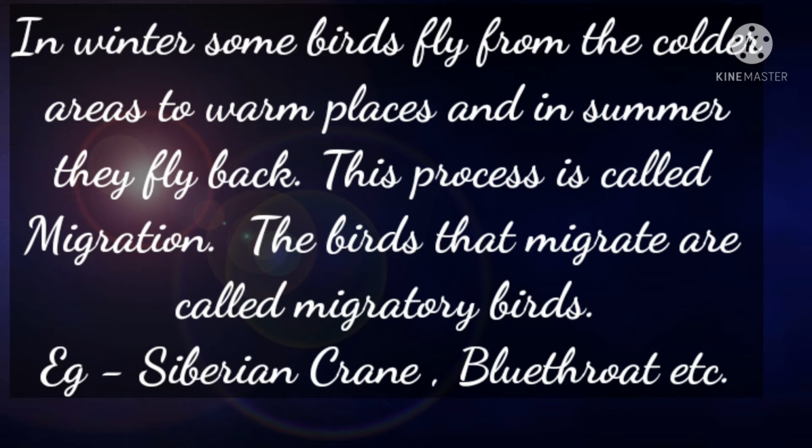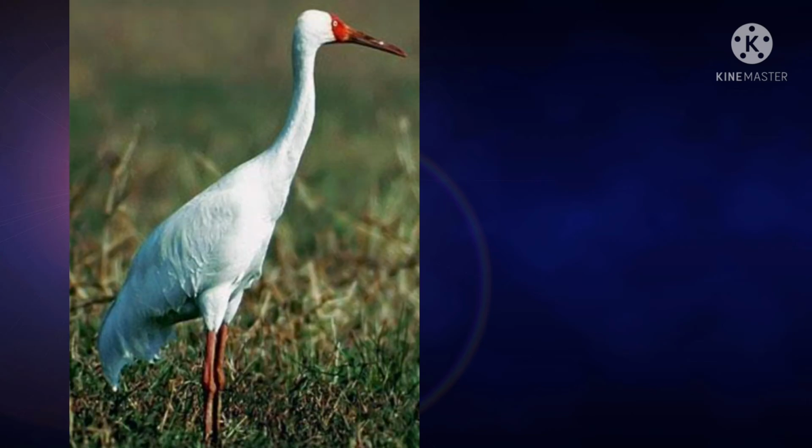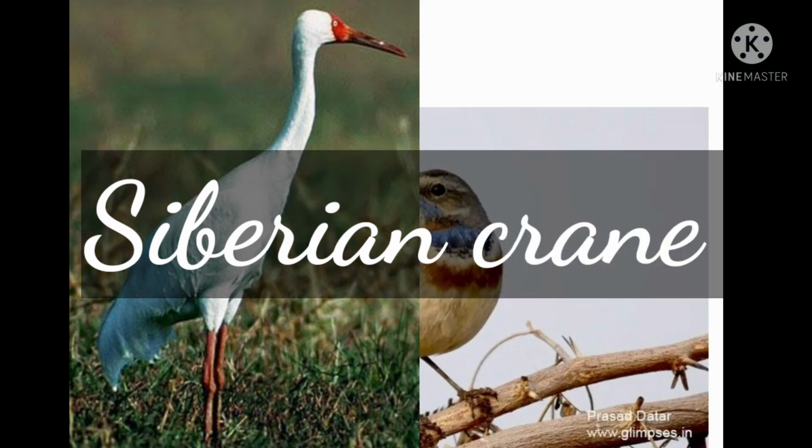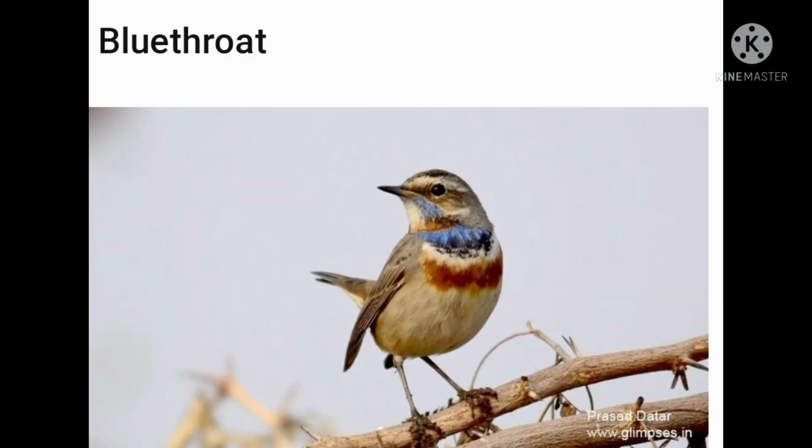You have seen in Chapter number 5, Chotu's house, right? You have seen that migration. Whom do we call a migrator? A person who moves from one place to another. Similarly, birds also move from one place to another because of bad weather. The birds that migrate are called migratory birds. Example, Siberian crane and blue throat, etc. This is Siberian crane and this is blue throat.